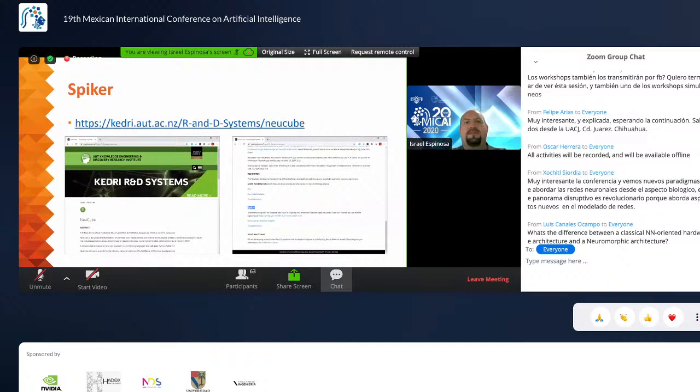So the Spiker can be downloaded for free on the KEDRI web page. You go to the KEDRI web page at this link, and at the bottom of that page, you will find the Spiker. You can download it. It's a MATLAB program. If you don't have MATLAB, you download this program, and it will install the runtime so you can run it.